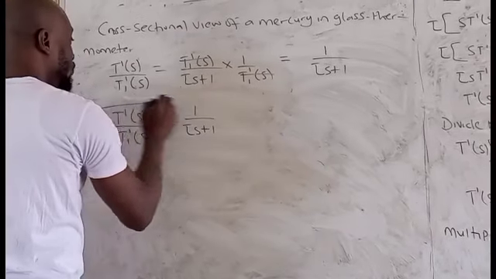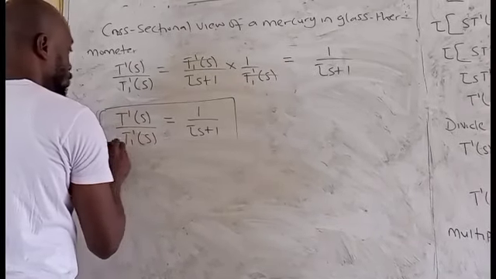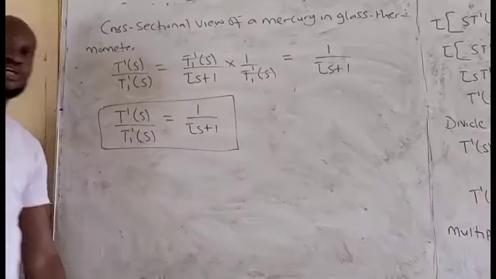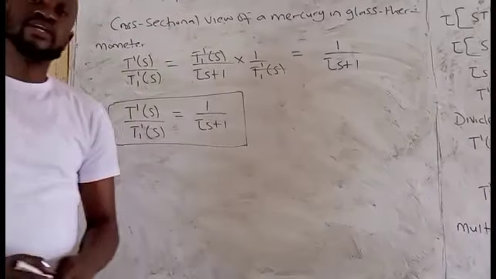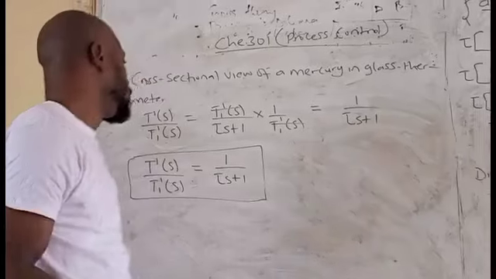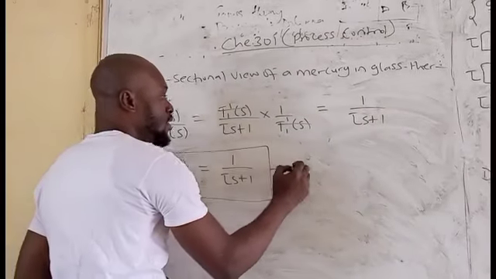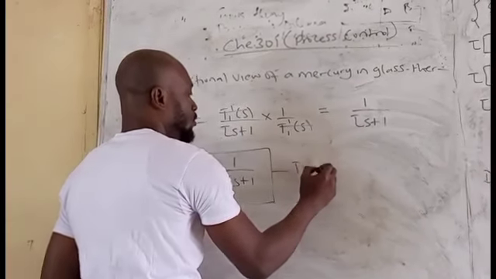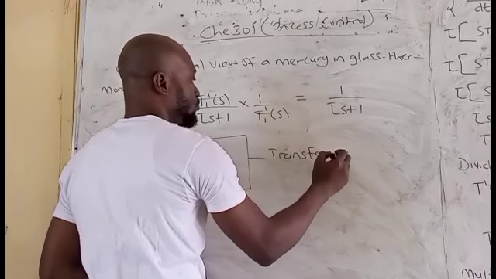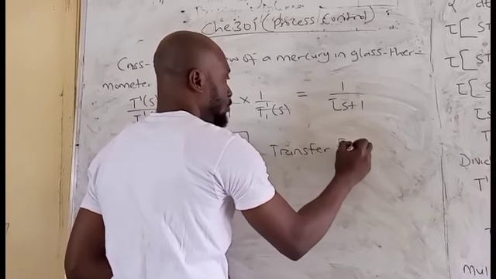So you're going to get the same transfer function using the cross-sectional view of a mercury-in-glass thermometer. So you're still going to have the same transfer function. So this is the derivation of the transfer function.